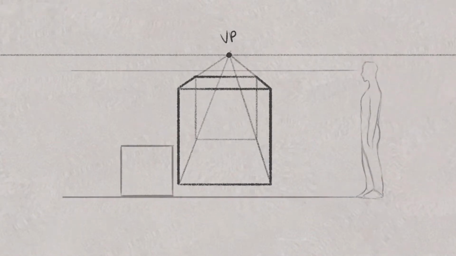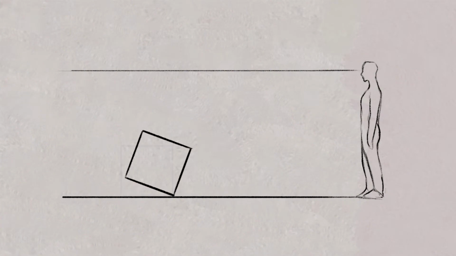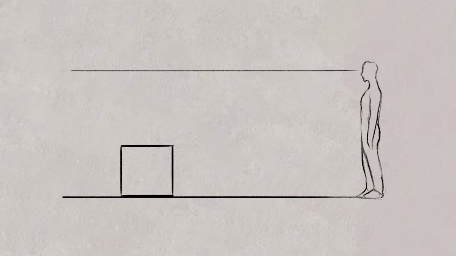Also to note, these lines have to be parallel to flat ground. If they are tilted, it's going to be different, which I will also explain later. For now, let's keep it simple. Flat ground, an object sitting properly on it.